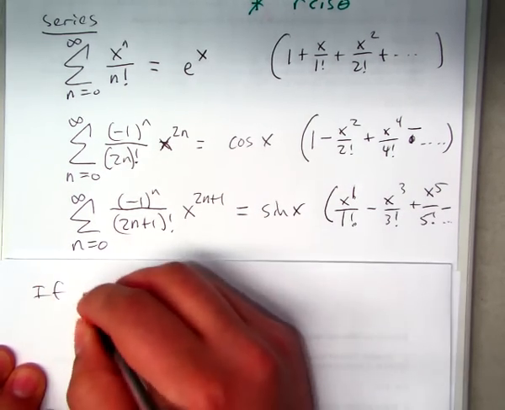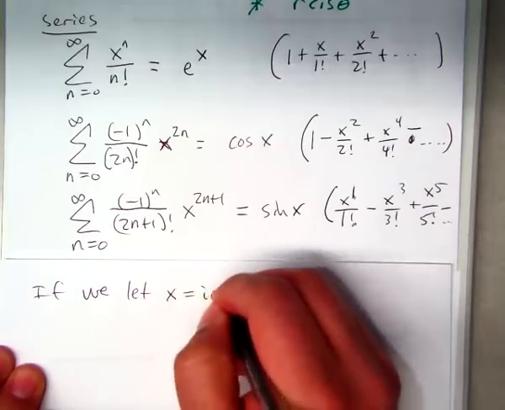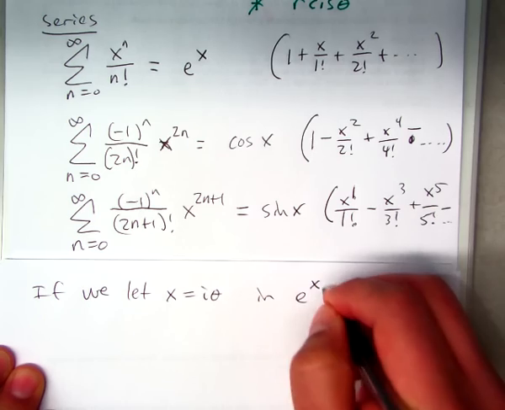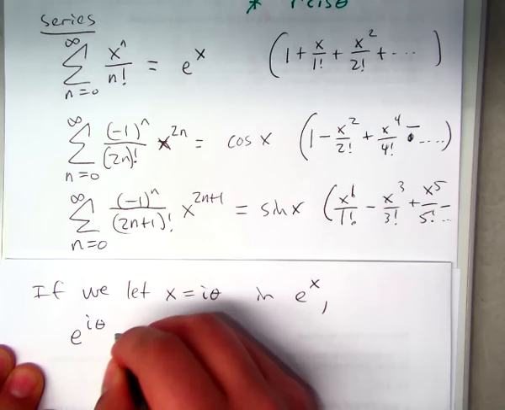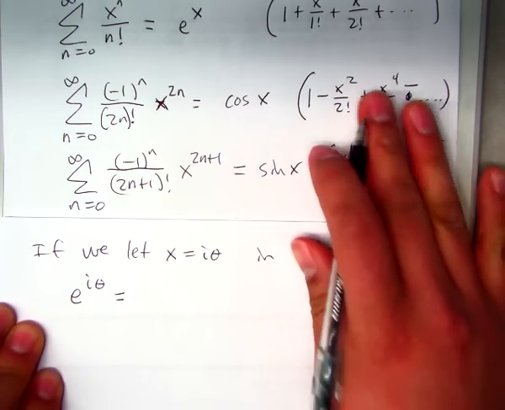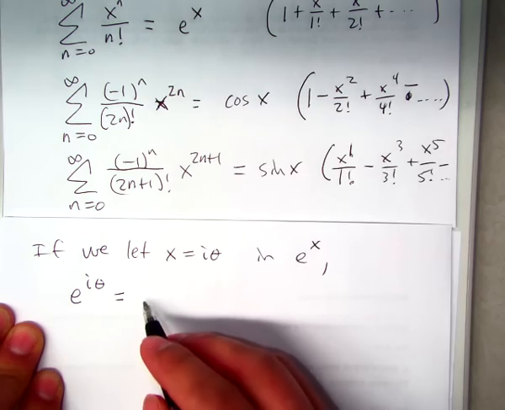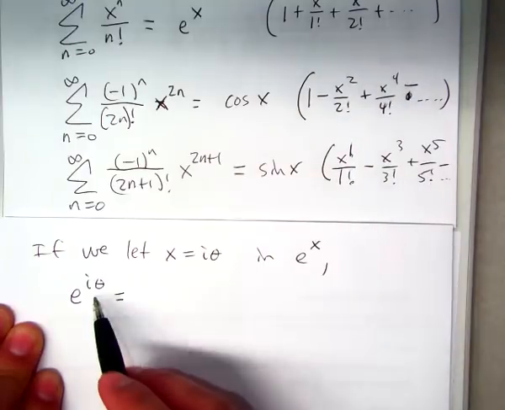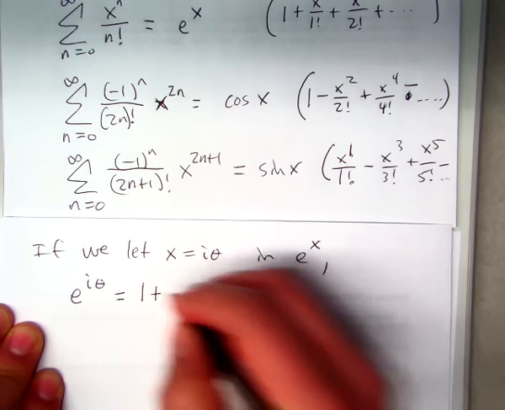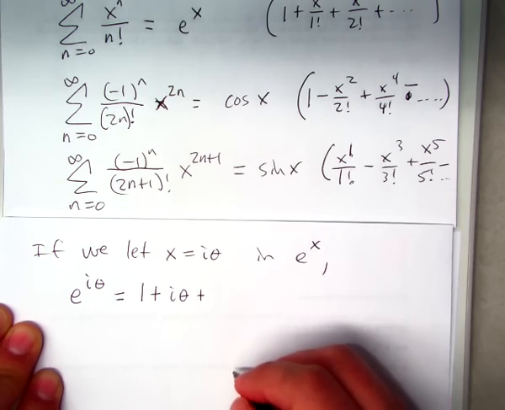If we let x equal i times theta in e to the x, then we have e to the i times theta. And now I'm just going to plug in using the Taylor formula. Okay? 1 plus x over 1 factorial plus x squared over 2 factorial, except I'm going to have i's and thetas, right? So we're going to have 1 plus i times theta plus, what's the next term? Using this guy right here.